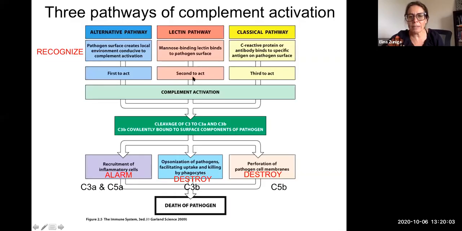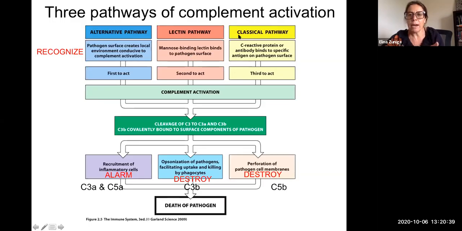The second to act is the lectin pathway, the one that can be activated later. This is mediated by mannose binding lectins. These lectins will bind to carbohydrates or sugars on the surface of the pathogen and can initiate the activation of complement. So this is also activated early, and is an additional way in which the complement can be activated.